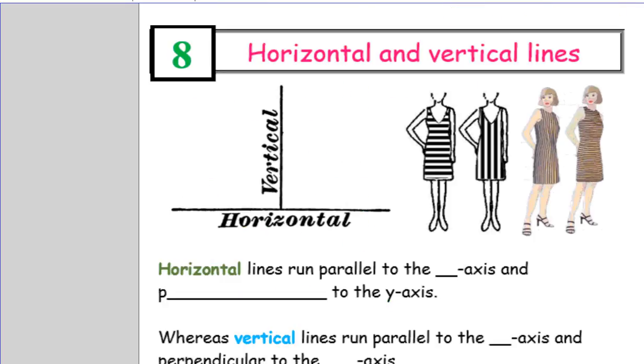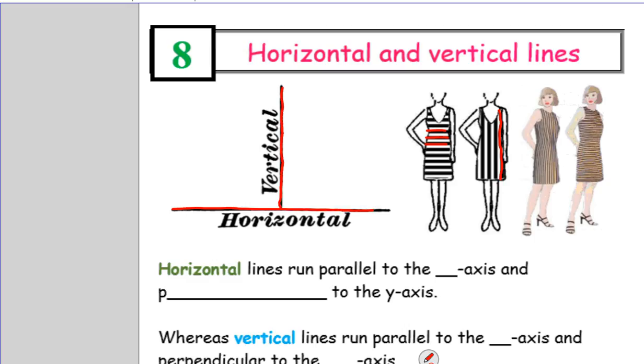Now let's start the lesson. Reasonably easy concept: horizontal and vertical lines. Remember, horizontal lines kind of cut across like this. Vertical lines go downwards like this. As we said, horizontal goes across, vertical goes up and down.